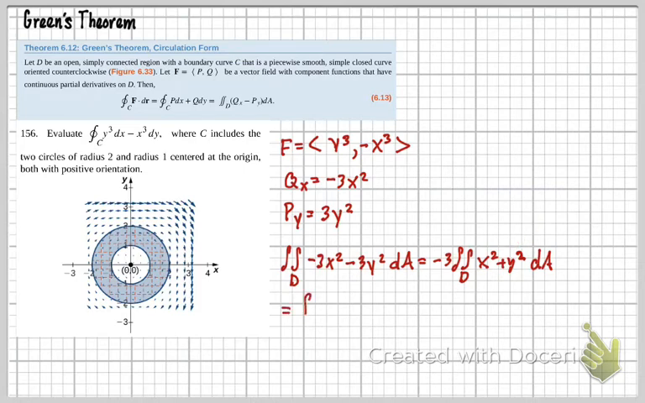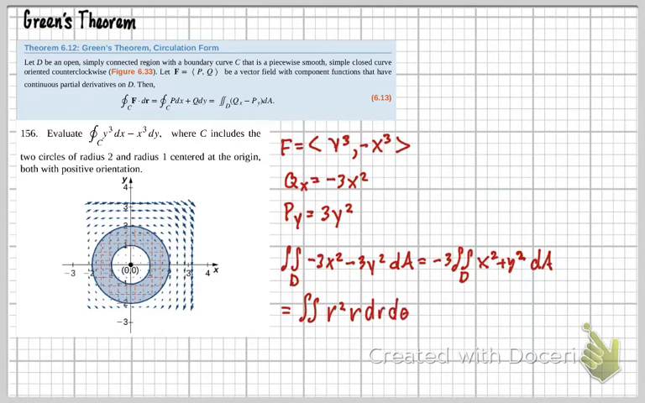So this is going to equal the double integral. And I'll talk about those bounds in a minute, which actually are very nice bounds, believe it or not. This is going to be r squared. And if I'm turning this into polar, this dA, I need my Jacobian, which is r dr d theta.